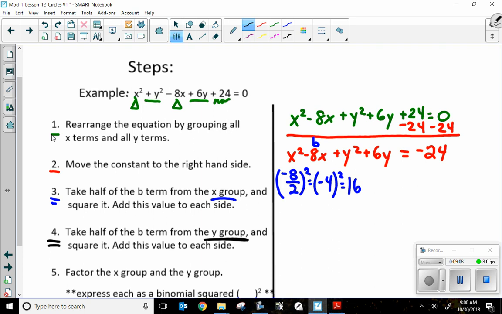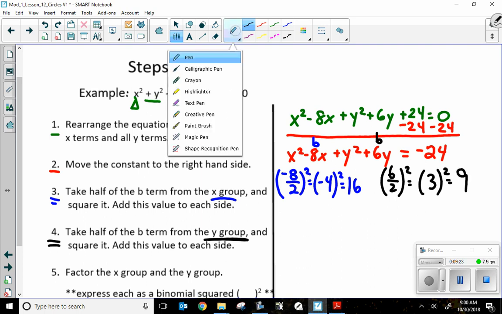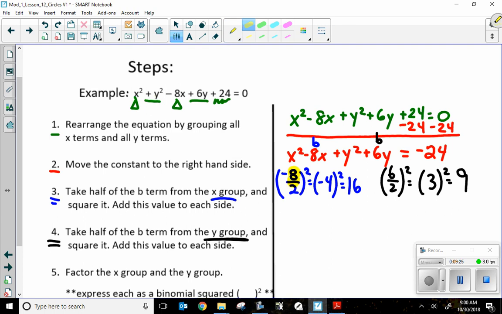I'm going to do the same thing for the y's. This is the b value for my y. It's 6. So I take 6, cut it in half, square it. That's 3 squared, which is 9. Now, many of you might be able to go from this point right to here, and that's fine. It's not that difficult to do the math. But this value in parentheses is really important, so that's why I write that extra step. This number, eventually, you will see it pop up somewhere else.